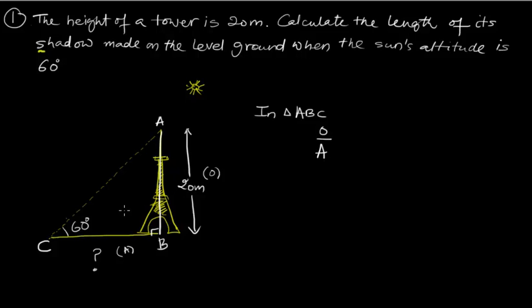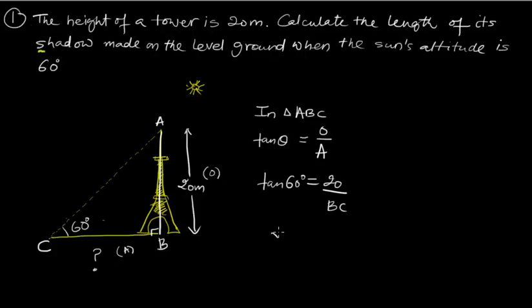Then opposite and adjacent, and this combination we say is tan. So opposite over adjacent is tan theta, right? So theta is 60 degree. So tan 60 degree equals opposite, which is 20 meter, over adjacent, which means BC.